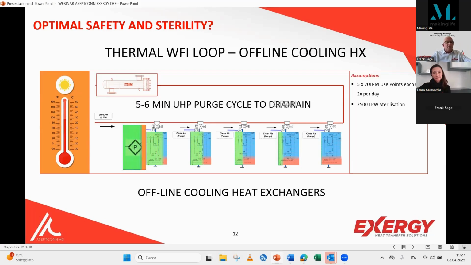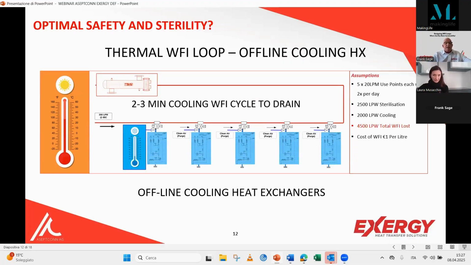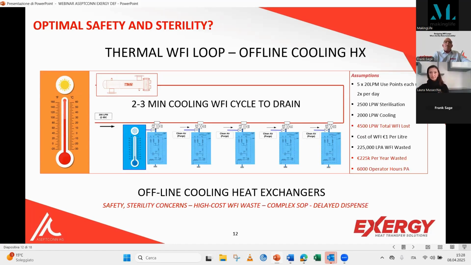And after the sterilization, once that's done, the offline heat exchangers then need to be purged to drain for about 5 to 6 minutes with ultra high purity nitrogen. After this, conventional shell and tube heat exchangers take about 2 minutes to cool to the desired temperature, again, dumping WFI to drain. So when we look at the sterilization, we look at 2,500 liters per week of WFI being dumped to drain. When we look at cooling, we look at 2,000 liters per week.